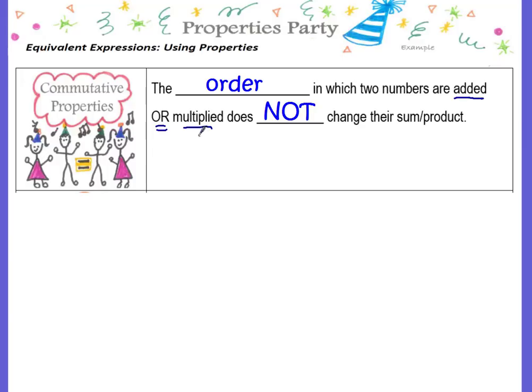And let me give you an example of this. If we have 5 plus 3, we can switch the order of our numbers and say 3 plus 5, and it does not change our sum. Okay, they're still both going to equal 8. 5 plus 3 is 8, and 3 plus 5 is 8. If we do this with the variables, a plus b is the same as saying b plus a.